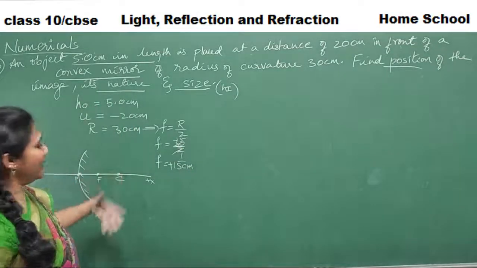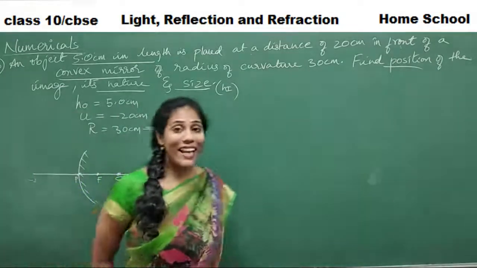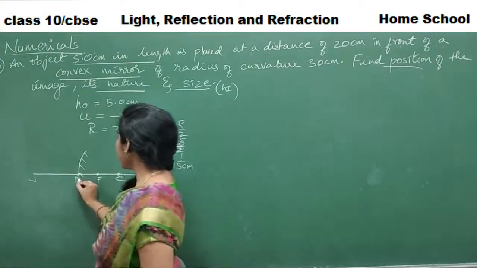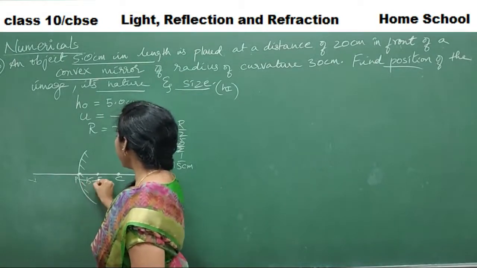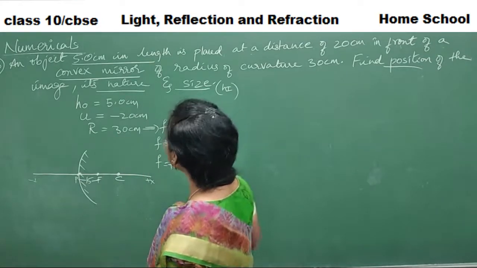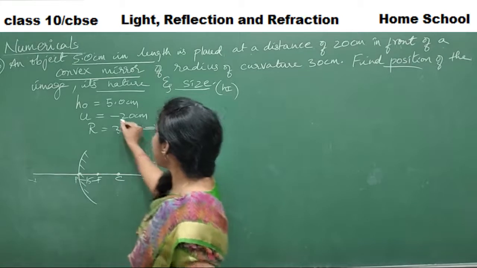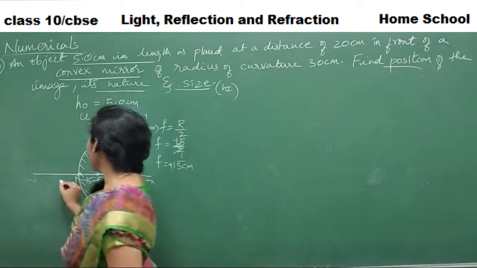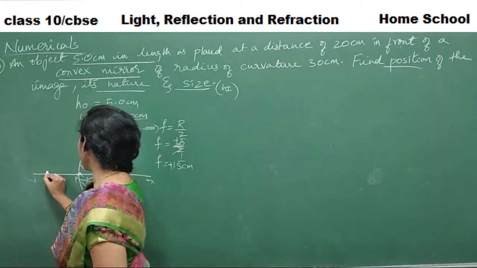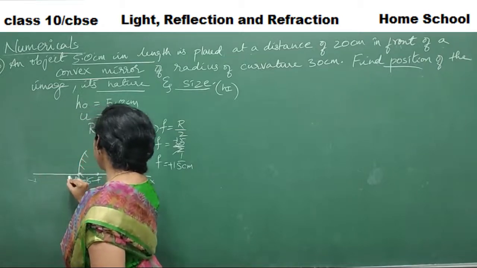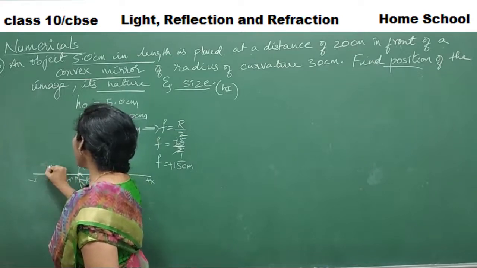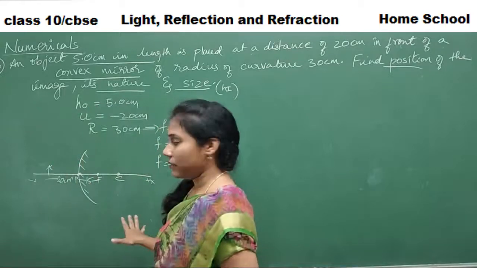Fine, roughly let us try to predict where the image can be formed here. So the focal length, this distance is 15 centimeter. And if this distance is 15 centimeter, what about the object distance? Object distance is 20, so you will keep the object somewhere here at 20 centimeter. That means you are keeping your object right in front of a mirror.